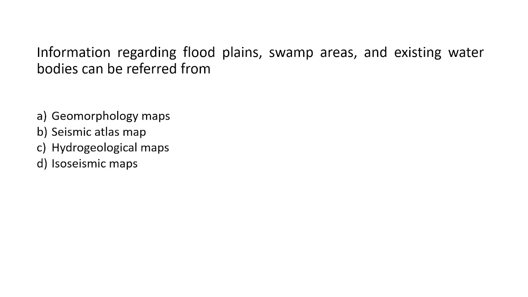Okay, next is the seismic atlas map. Seismic atlas map gives the seismicity of that area. Next is the hydrogeological map. So in this question, what is there? It is floodplains, swamp areas, existing water bodies. So the most applicable answer for this question is hydrogeological maps. The hydrogeological maps will give you the information regarding the floodplains, the swamp areas, the existing water bodies, and others. Isoseismic maps, we will discuss in the later slides. So the answer for this question was the hydrogeological maps.